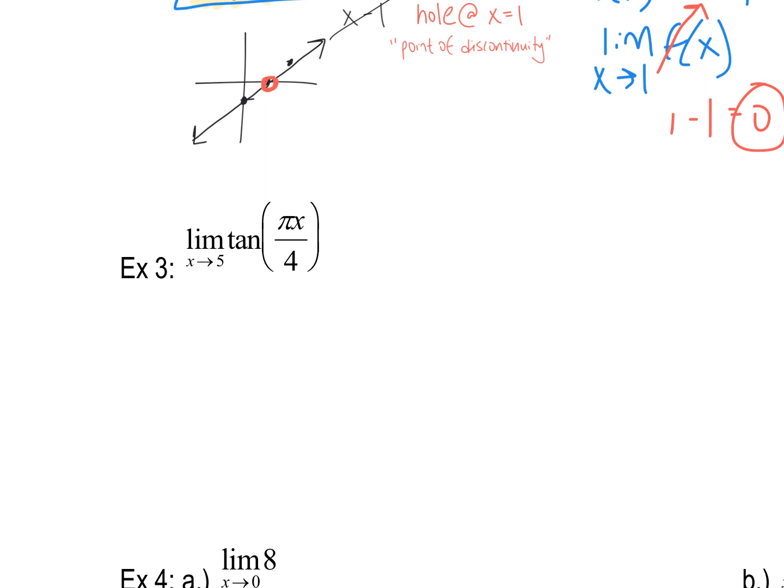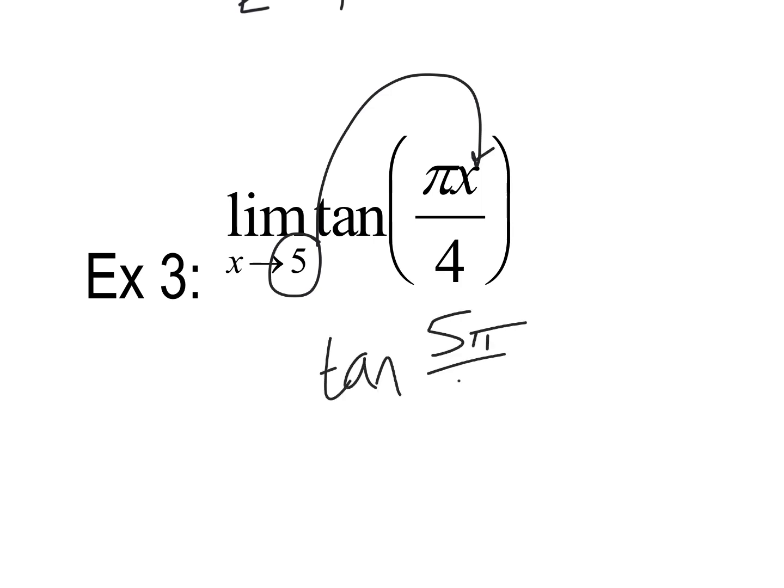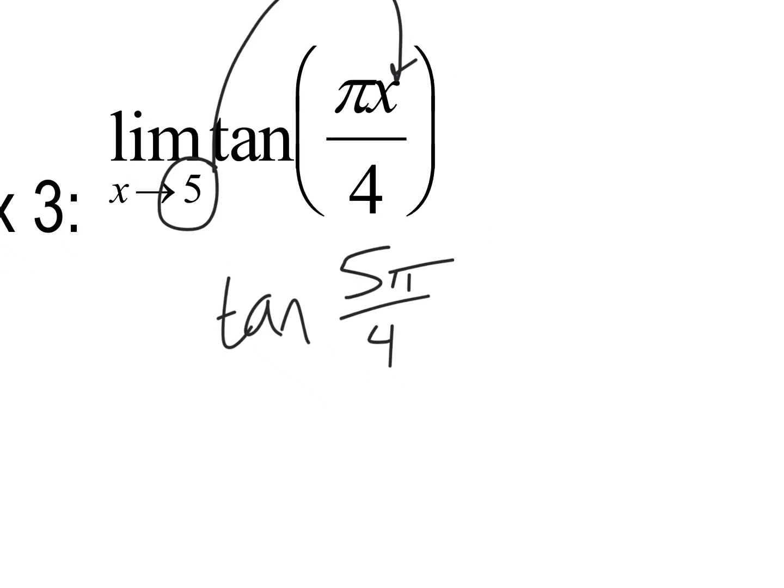Let's look at number 3. In this case, I'm going to plug in the 5 and see what happens. Ooh, tan, this is weird. Okay, so when I plug in the 5 to evaluate the limit, let's see, tangent 5 pi over 4.